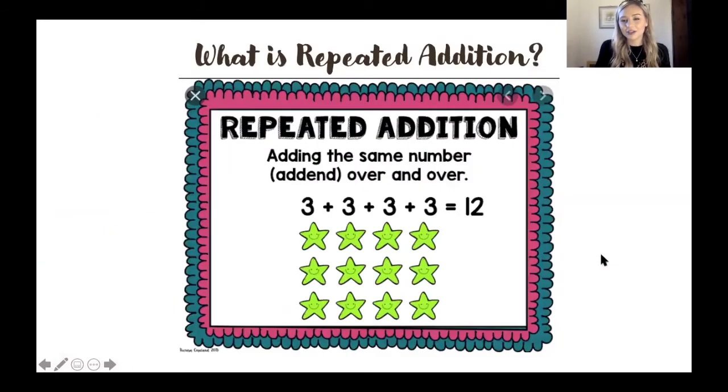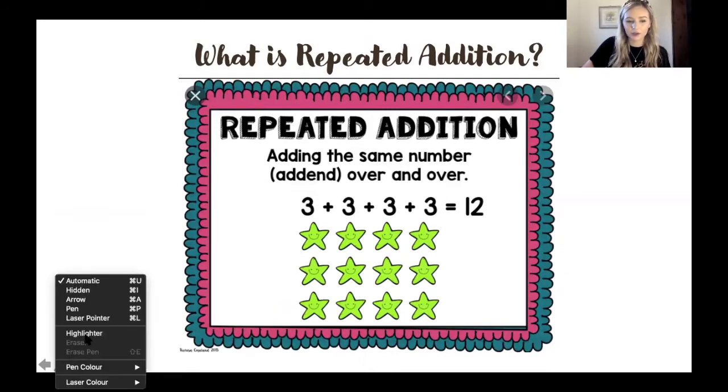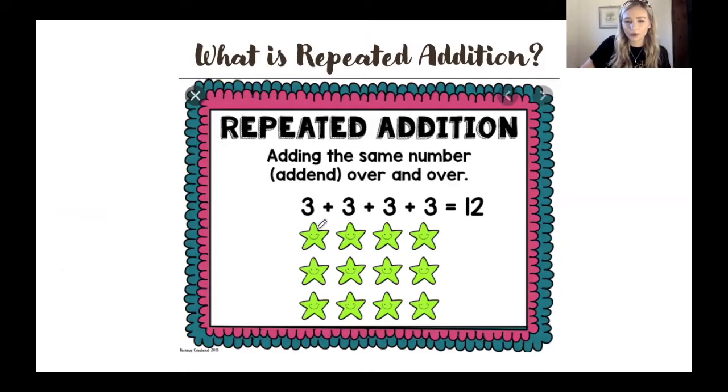So this is a really clear explanation of what repeated addition is. We are just adding the same number, which is called the addend, over and over. So here's another example. I've got 3 plus 3 plus 3 plus 3, which equals 12. And this time it's shown with these green stars. So what I'm going to do, I'm going to draw a circle around the groups. I've got 3 here, adding another 3, adding another group of 3, and adding my final group of 3. And altogether that equals 12.